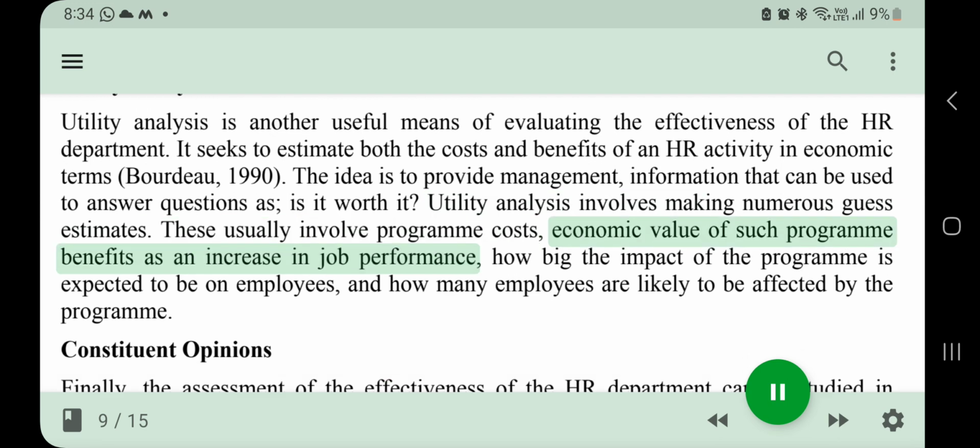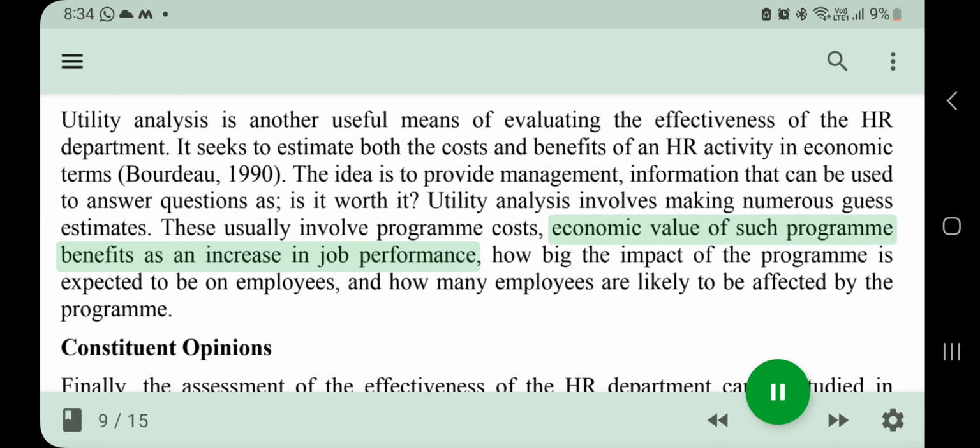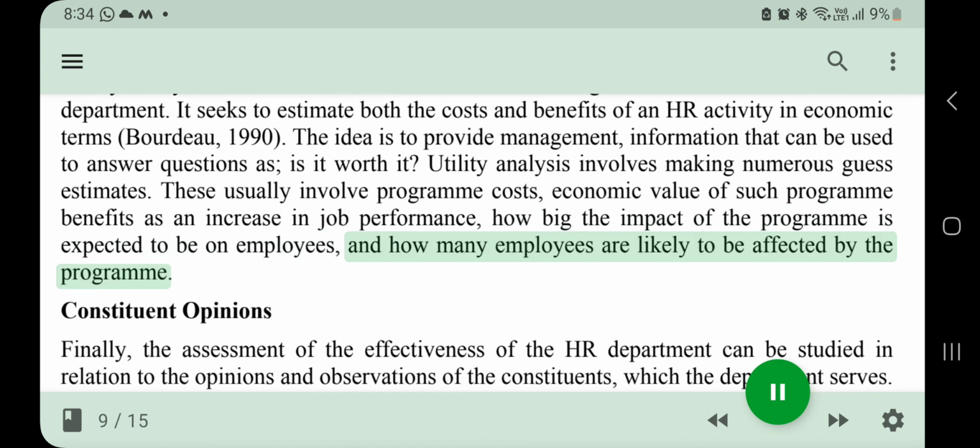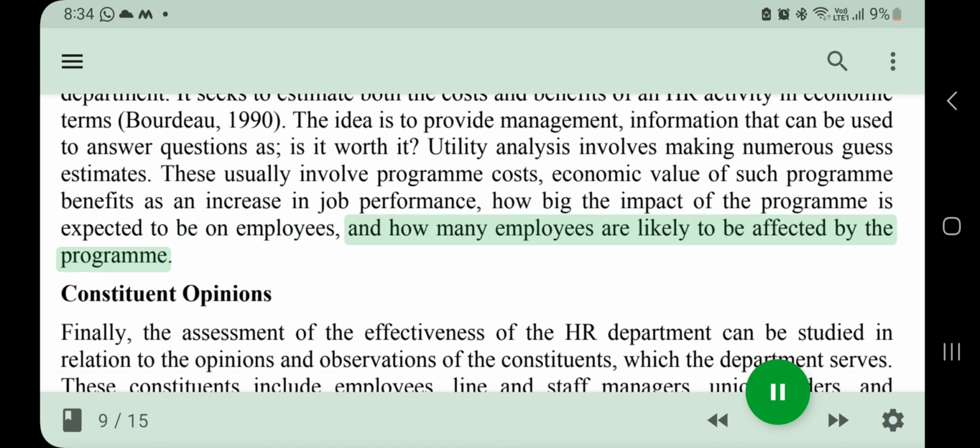These usually involve program costs, economic value of such program benefits as an increase in job performance, how big the impact of the program is expected to be on employees, and how many employees are likely to be affected by the program.